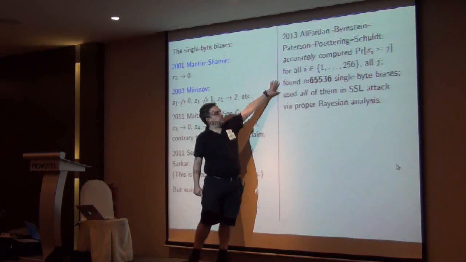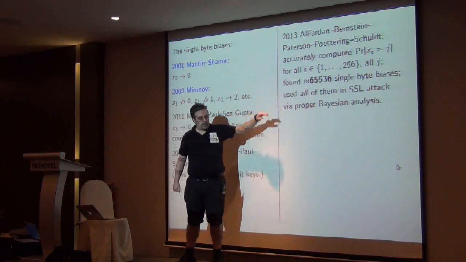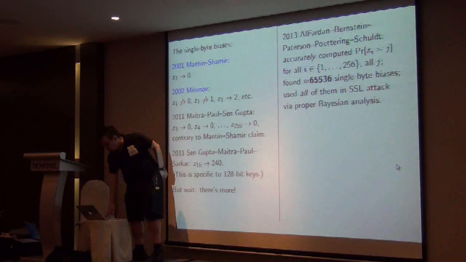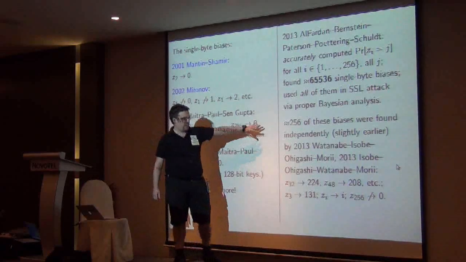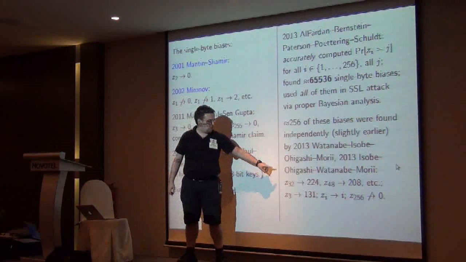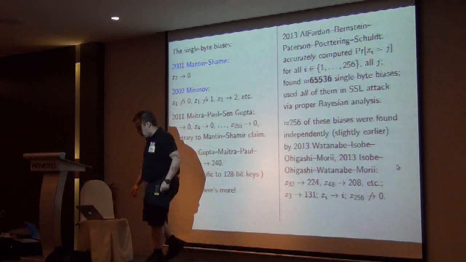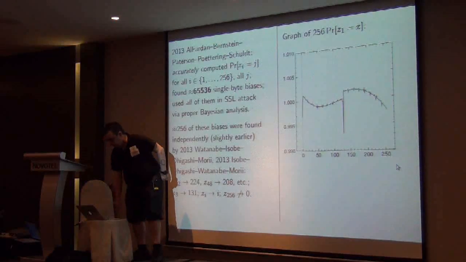Now, as a result of that, you can use all of these biases, doing sensible statistics, to attack SSL. The paper from yesterday was a little earlier, and certainly independent, but I think the results were found a little earlier than ours. We're saying some of the bigger biases, which I've listed here. But let me show you some pictures of what the actual probabilities look like.